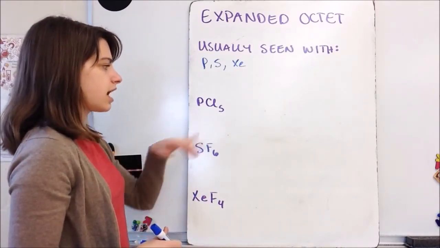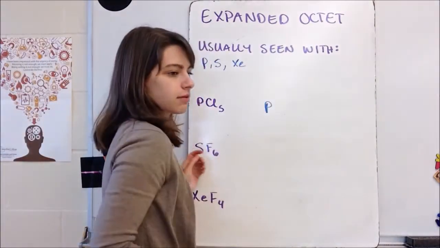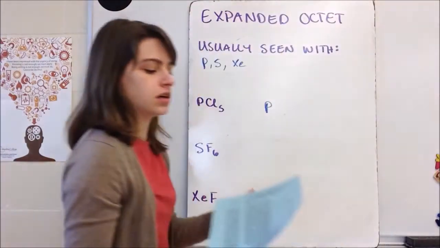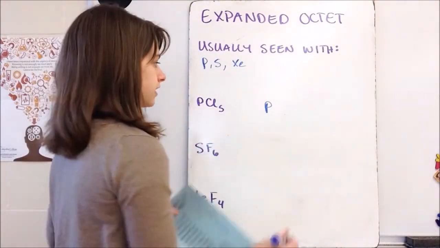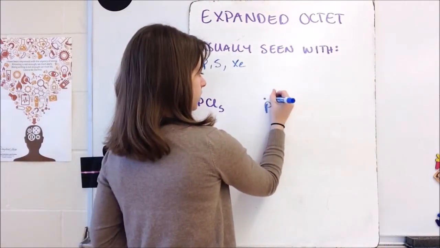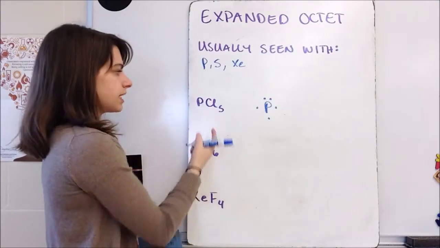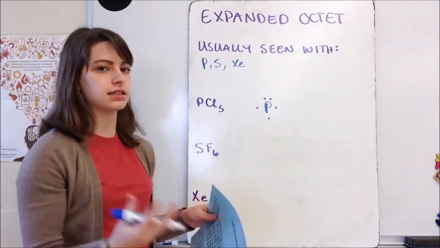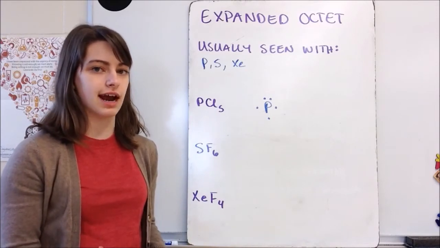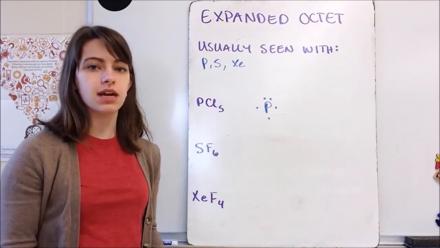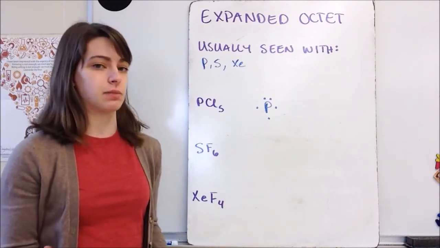So if we have PCl5, our phosphorus is going to go in the middle. Let me grab my periodic table. So if we look on our periodic table, we see that phosphorus has 5 valence electrons. I'm going to go ahead and draw those in. 1, 2, 3, 4, 5. But we have 5 chlorines. Now that doesn't make sense. If phosphorus is going to bond to 5 chlorines, that means it's going to have 10 electrons minimum just in those 5 bonds, which tells us that this is going to be an expanded octet.